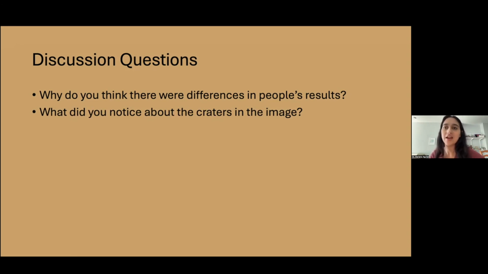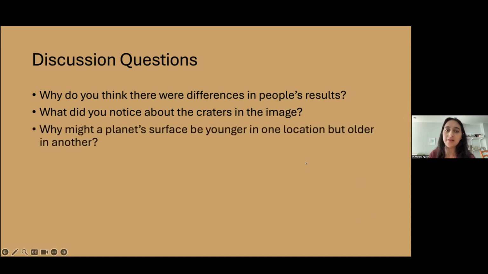Did anyone else have any other observations? There are a lot of overlapping ones. Yeah, exactly. Lots of overlapping ones. I also noticed there were some craters that looked more eroded than others. You could look at this picture for hours and find new things. So yeah, those are all some really good points.